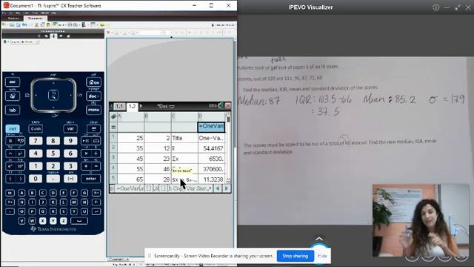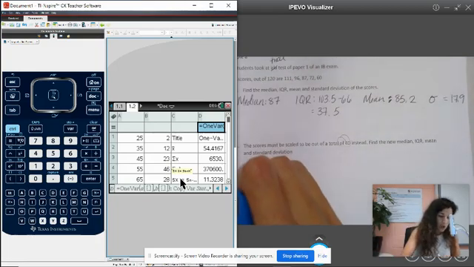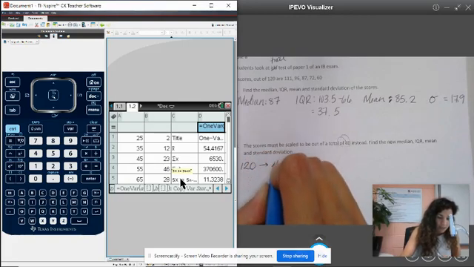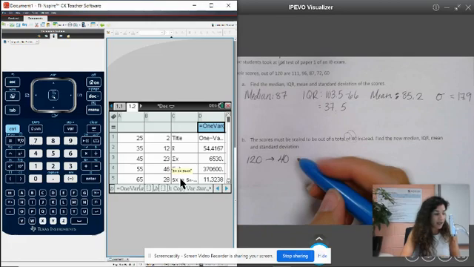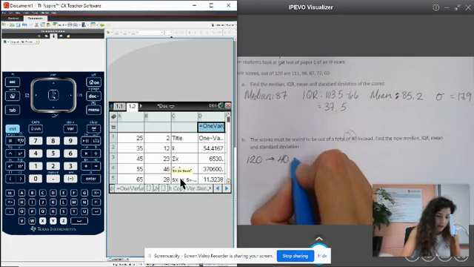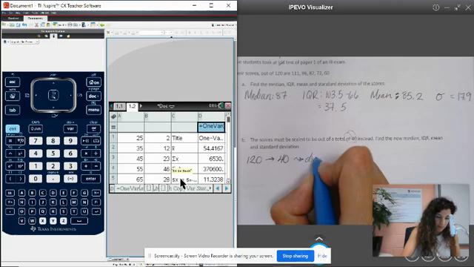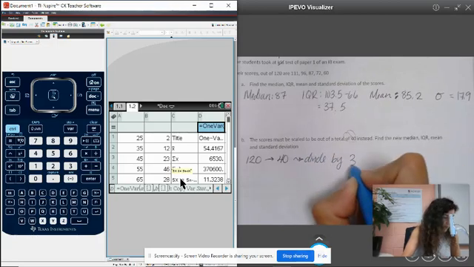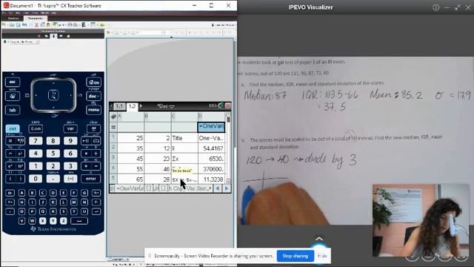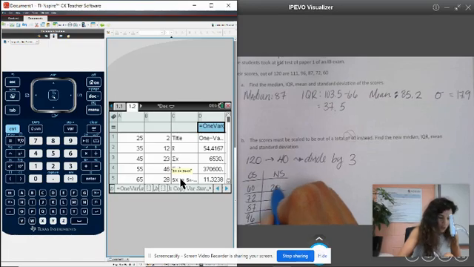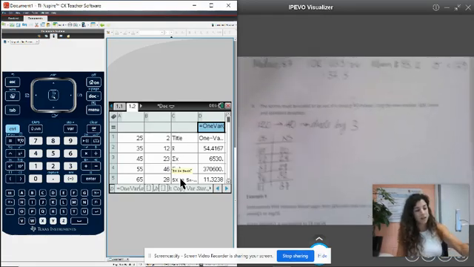Then, if these scores are scaled to be out of 40 instead, going from out of 120 to being out of 40 means that we divided these by 3. So if you take all of your scores and divide by 3, your original score and your new score will be 20, 24, 29, 32, and 37.